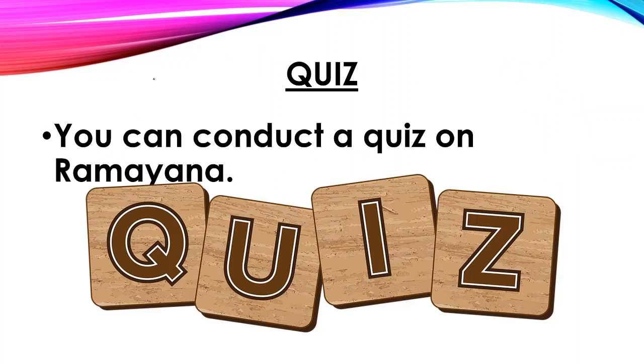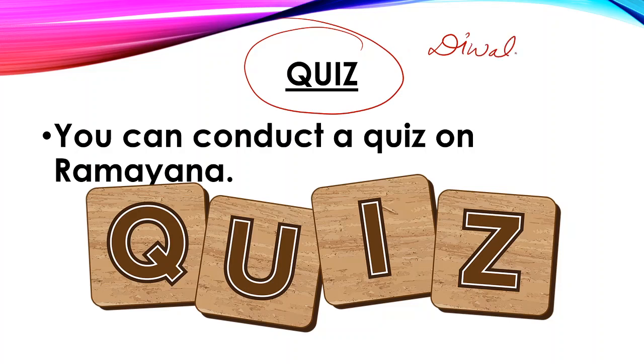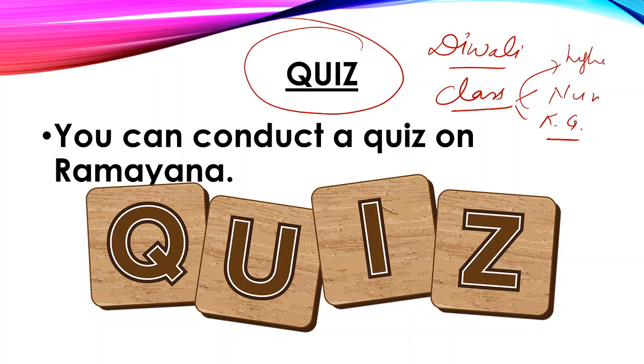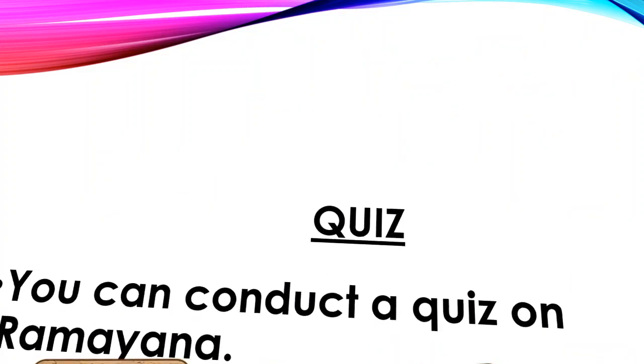Next activity is you can conduct a quiz on Ramayana or Diwali. You can conduct the quiz according to the classes. Like if you are teaching nursery and KG, you can take simple questions like who was Ram, who was Sita, like that. And if you are teaching upper classes or higher classes, you can conduct a quiz according to the whole Ramayana. Now move on to the next activity.